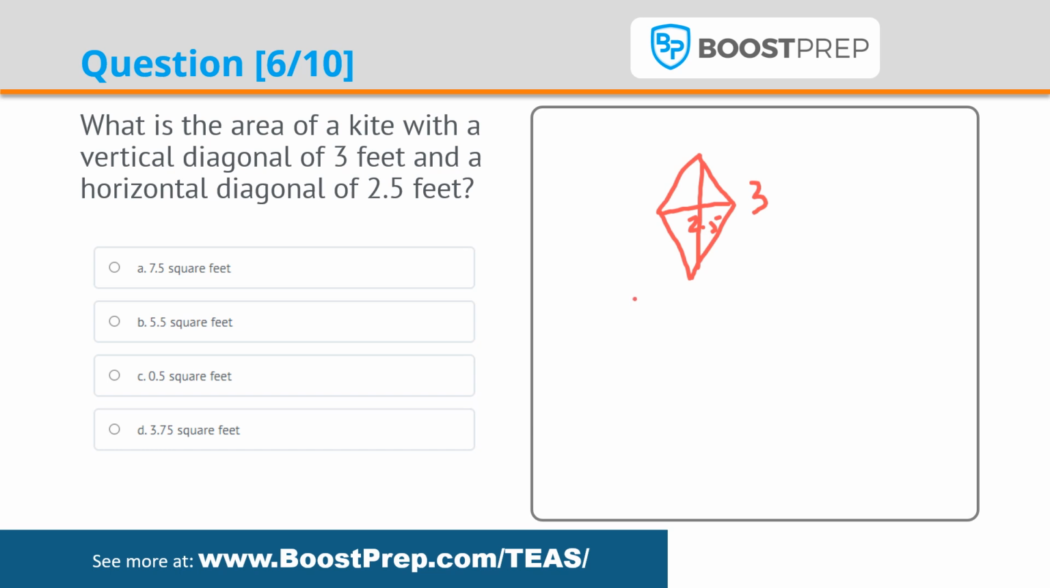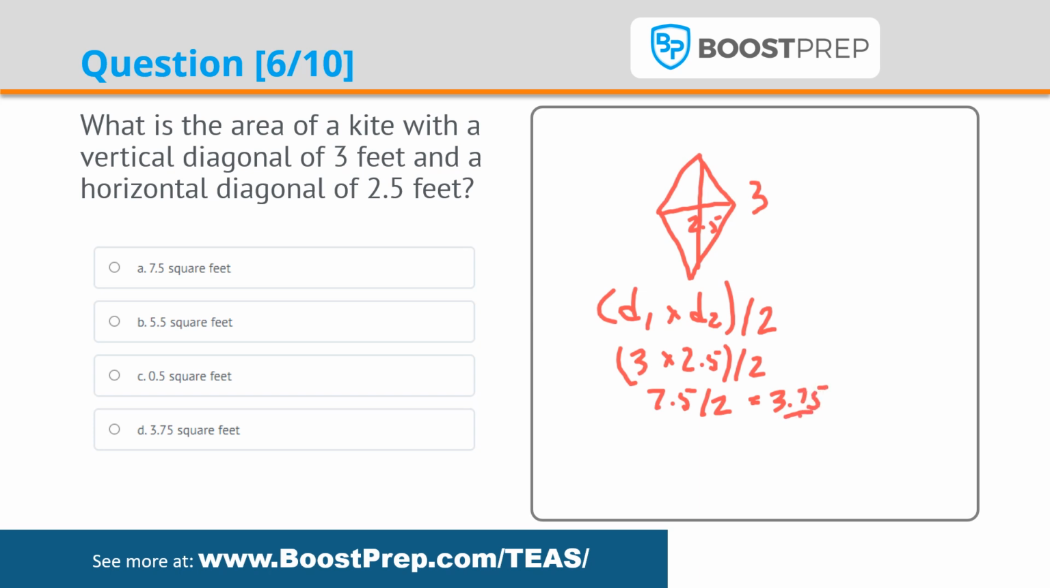Now the formula for the area of a rhombus is d1 times d2 divided by 2. In this case, d1 is 3, d2 is 2.5, and we divide that by 2, which would be 7.5 divided by 2, which equals 3.75 square feet. That's the answer for the area of this kite.